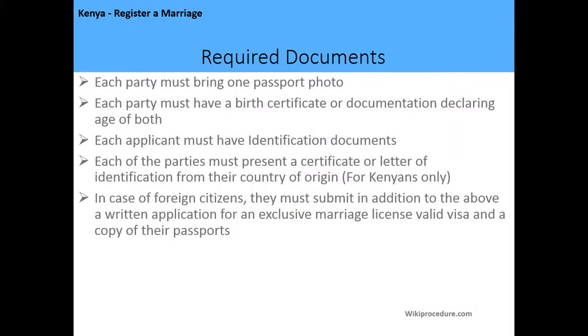The required documents or the requirements is that each party must bring one passport photo. Each party must have a birth certificate or documentation declaring their age. Each applicant must have identification documents. Each of the parties must present a certificate or letter of identification from their country of origin, for those who are not Kenyans. In case of foreign citizens, they must submit, in addition to the above, a written application for an exclusive marriage license, valid visa, and copy of their passports.